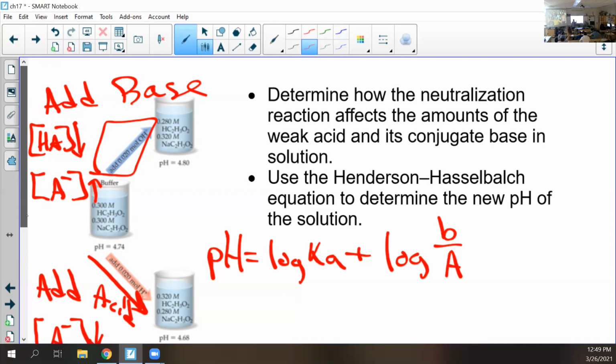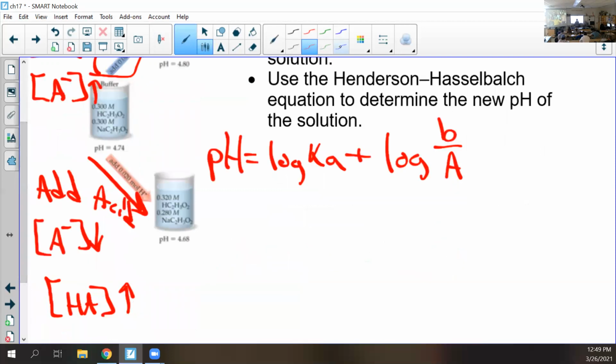All that changes here is, we had an initial of a base over acid. I add something and it just changes that initial. So if it says concentration of base, if it says A minus goes up, base goes up, HA goes down. If we add acid, A minus goes down. It certainly can do both. And yes, you should know.